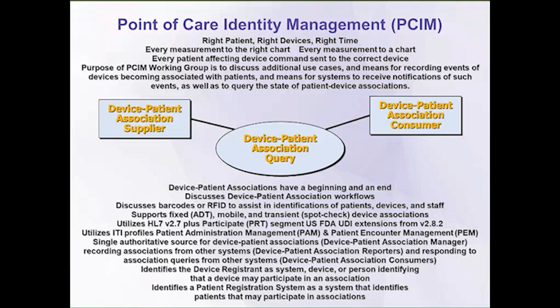So it identifies the device registrant as a system, device, or person, identifying that a device may participate in an association. And then we have the patient registration system as a system that identifies patients that may participate in associations. So it's not just the messaging communication, it's not just how you would go about doing it, it's identifying the generic actors that are part of the use case and the workflow.